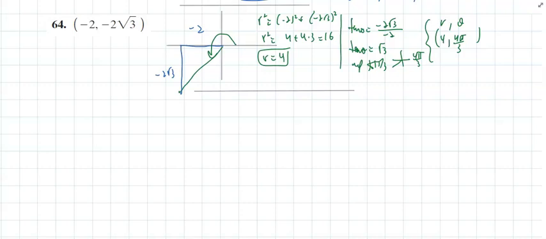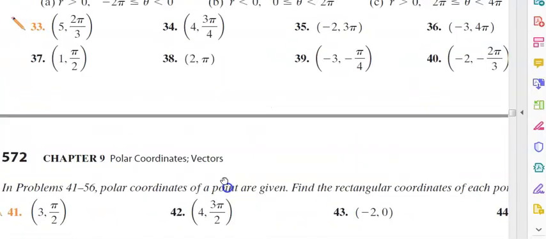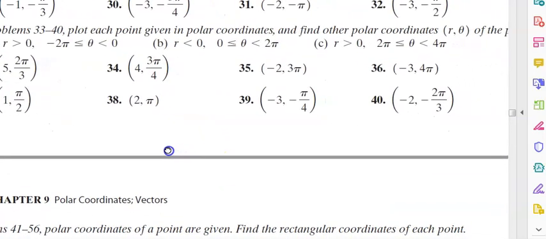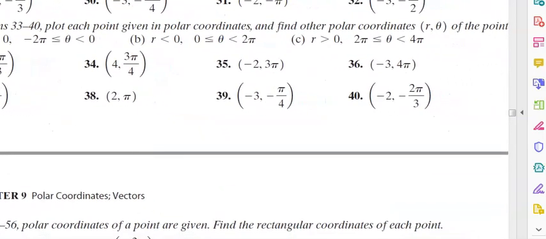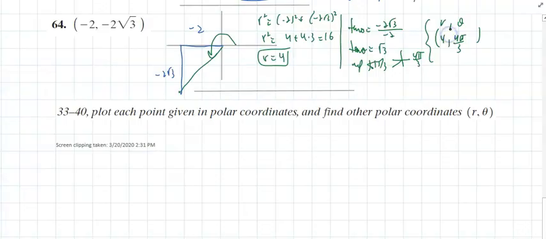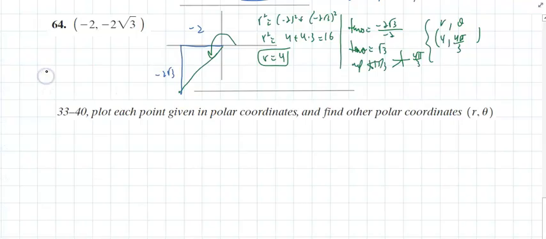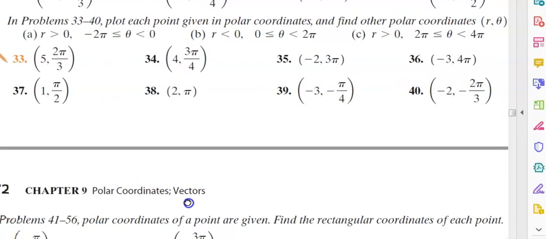Next set of problems is really figuring out how many ways I can write these points, and it turns out there are an infinite amount of ways you could do that. We're just going to focus on parts A and B. So directions: plot each point in polar coordinates and find two other points. And we want to pay attention to part A and part B only. So let's look at part A and B.